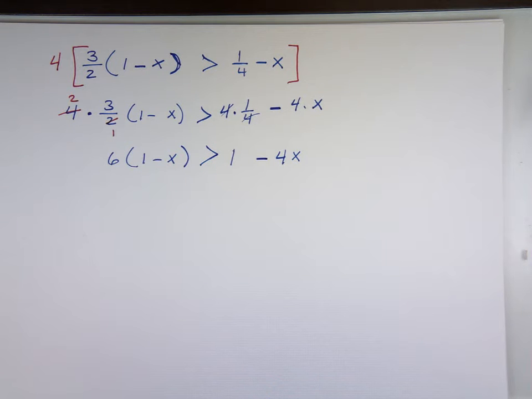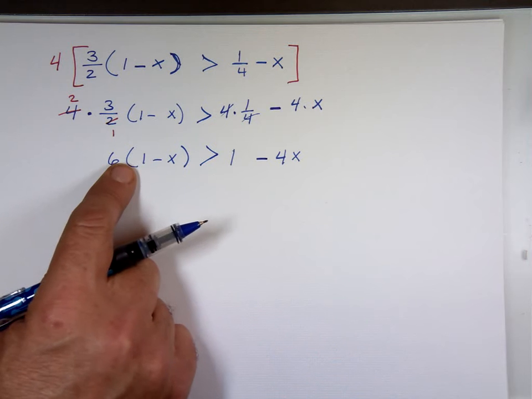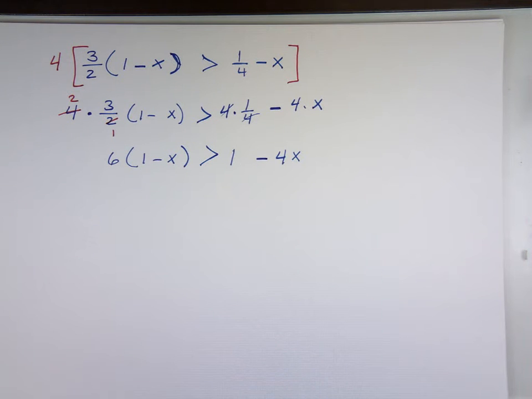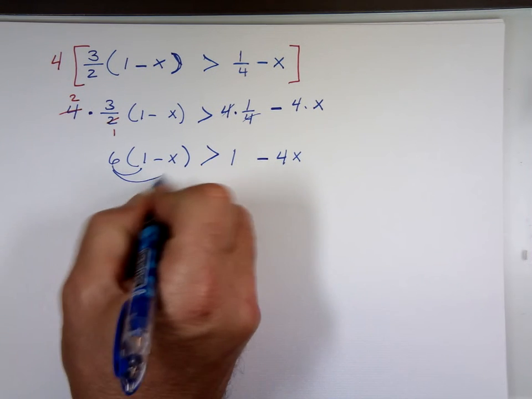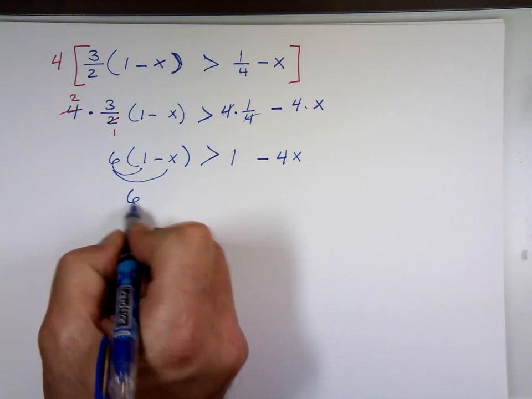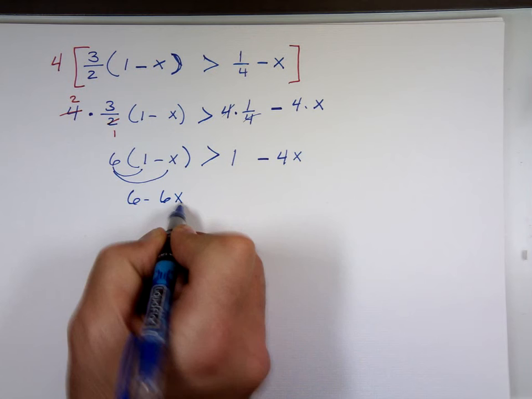So anytime I have an equation that has fractions in it, you will see me multiply by the LCD every time. Because if you multiply by the LCD, when you reach this point, you should have no fractions left. Now you want to distribute that? Go ahead. 6 minus 6x.